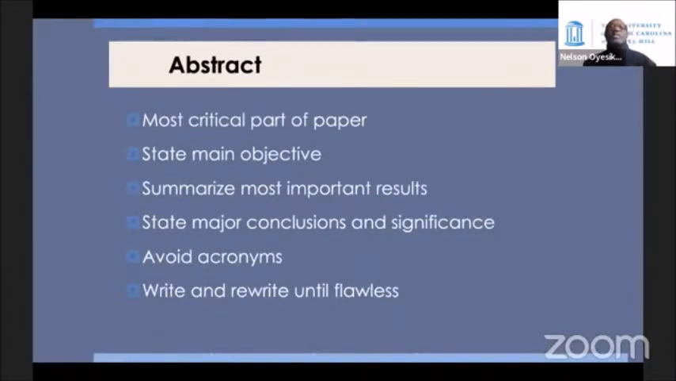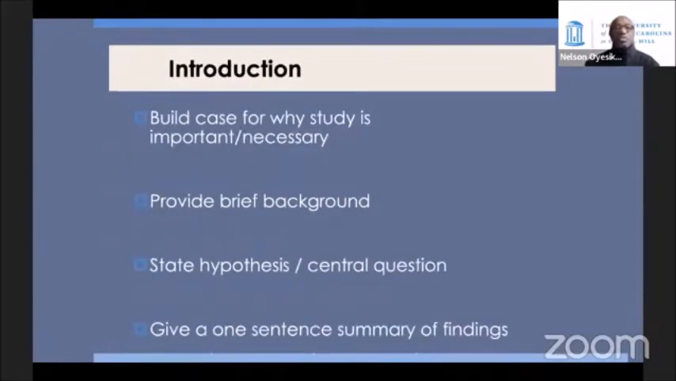The abstract, as I said, is the most critical part of the paper in terms of overall assessment, because it is in the abstract that the main objective of the manuscript will be placed. The most important results should be put in the abstract. The punchline, the conclusions and significance should be in the bottom part of the abstract. And again, as with the title, you should avoid acronyms and abbreviations that are not easy for anyone to figure out. And it should be revised until flawless, because as I said, that's what is going to first take the attention of the editor.